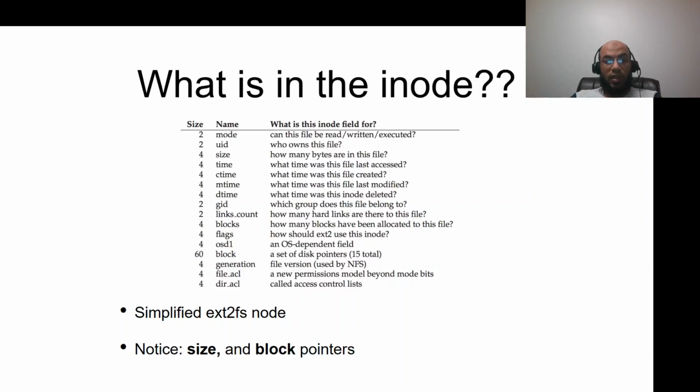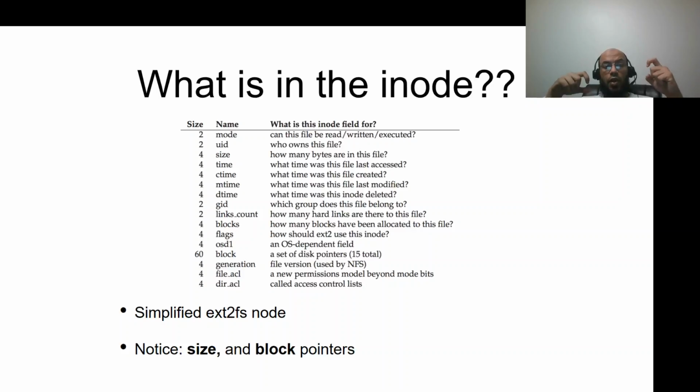An OS dependent field basically says, this is my operating system. It's Windows, for example, or Linux, Unix, or any different flavor of Linux, and this field can be used by the operating system to do optimizations. And a set of disk pointers, 15 in total. It's between 12 and 15, depending on the file system or version. And these 15 pointers help you point to different data blocks in your storage system.